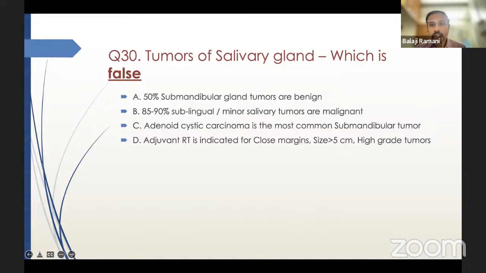Now, tumors of the submandibular, tumors of the salivary gland, which is the false statement here. 50% of submandibular tumors are benign. 85 to 95% of sublingual and minor salivary gland tumors are malignant. Adenoid cystic carcinoma is the most common submandibular tumor. Adjuvant radiation is indicated for close margins, size more than 5 centimeter, and high-grade tumors. Which is the option here? Which is the false statement?